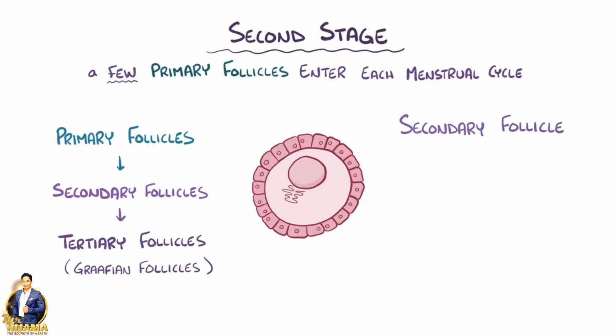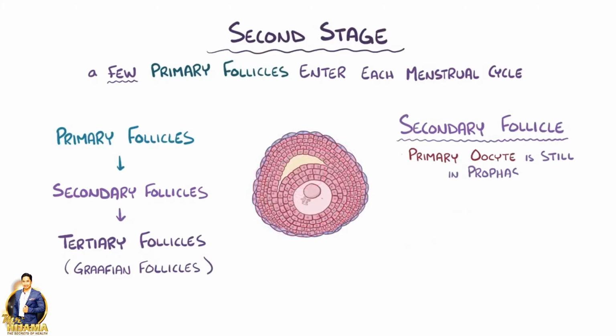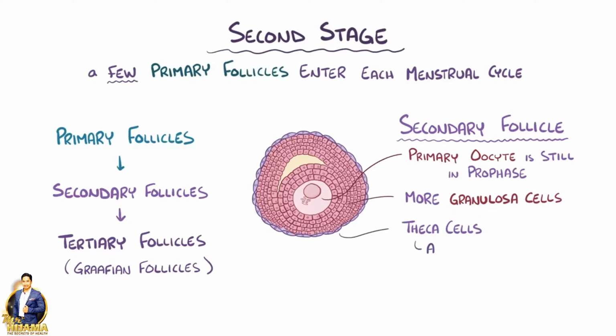In a secondary follicle, the primary oocyte is still in the prophase step of meiosis 1, but now the follicle has additional layers of granulosa cells as well as theca cells. Theca cells make androstenedione, which is a sex hormone precursor, and granulosa cells use the enzyme aromatase to convert it into estradiol, a member of the estrogen family.